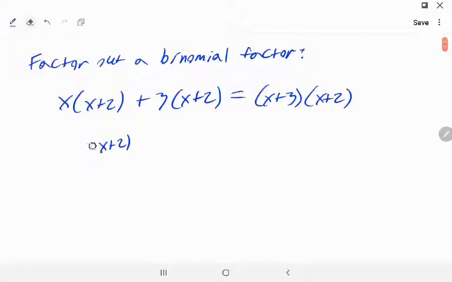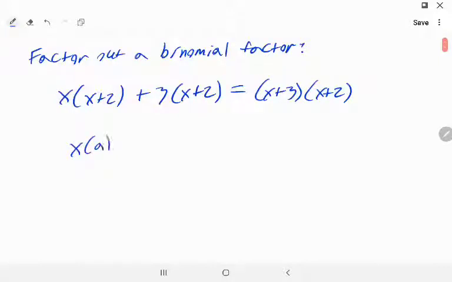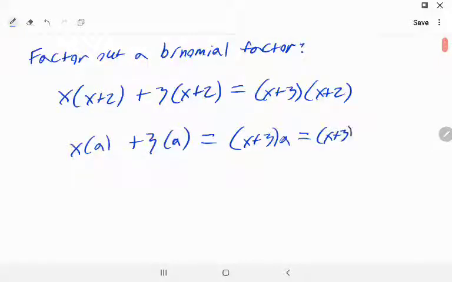We can think of it as though we had x times a plus 3 times a. We notice we can imagine that x plus 2 as being a, and then we can use the distributive property to say that's the quantity x plus 3 times a, but then we're just saying a is x plus 2, so we get the same quantity x plus 3 times the quantity x plus 2.